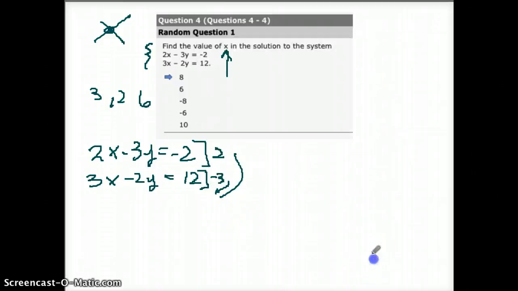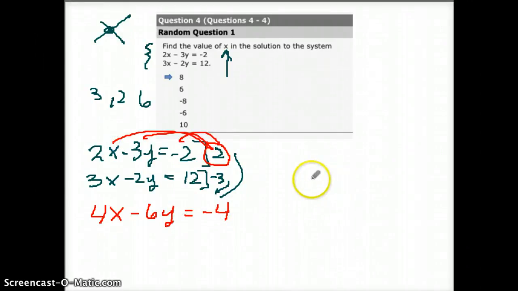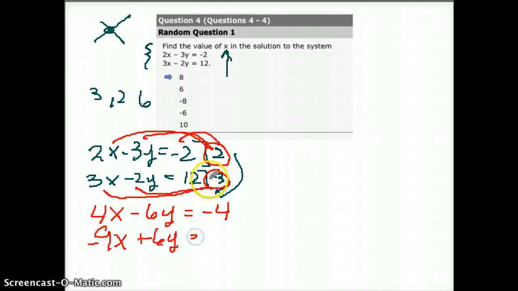Now let's do the first one. So 2x, 2, right? 2 times 2x is 4x. Minus 6y is equal to -4. It's just like distributing. That's what you're doing. You're distributing that over there. Then in the next one, we've got the -3. Let's distribute that all the way over to here. I'm going to have -9x. And then over here, I'm going to have plus 6y, sorry. And then over here, I have -36.